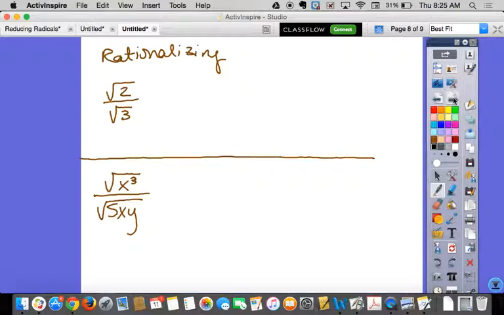So we need to manipulate what this looks like, because this square root of 2 over the square root of 3, we can't leave this guy this way because this square root of 3, he's just not allowed to sit in the denominator. It's just not right. So here's the rationalizing process.